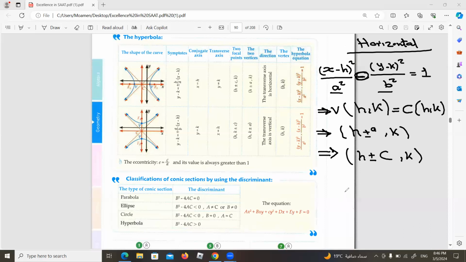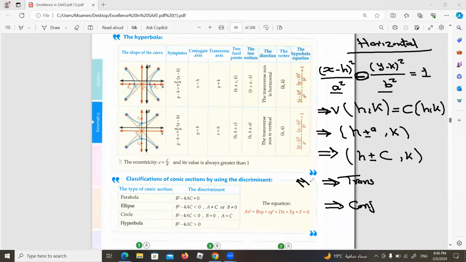In the previous conic section, the ellipse, we talked about the major axis and the minor axis. It's the same here, but the major axis is called the transverse axis, and the minor axis is called the conjugate axis. So we have the transverse axis here.